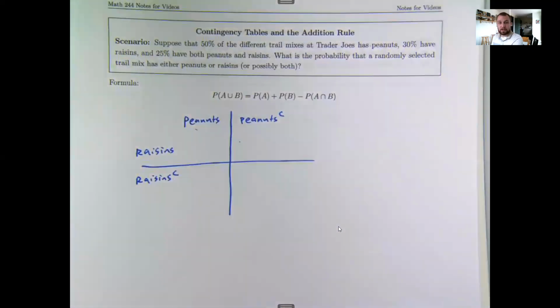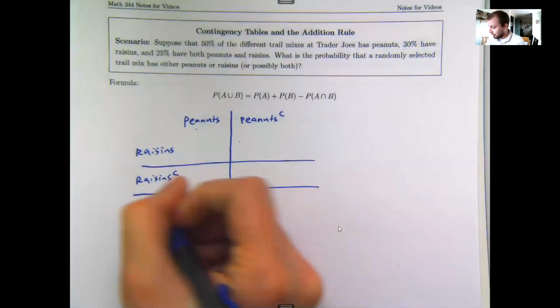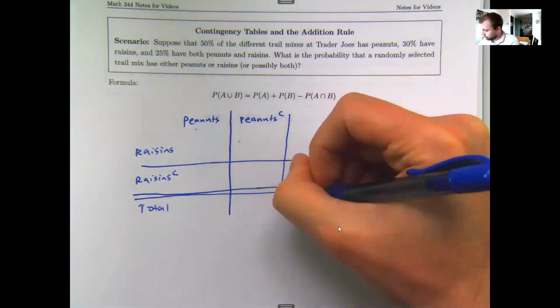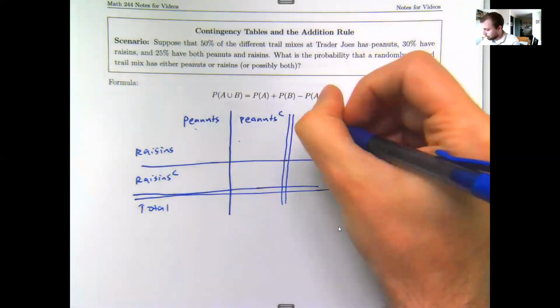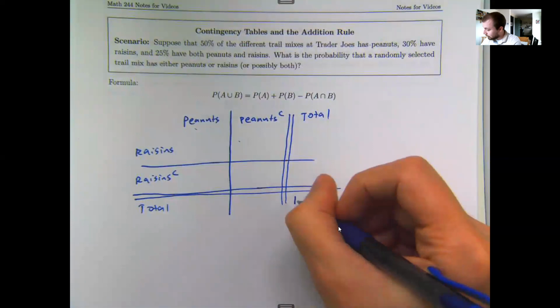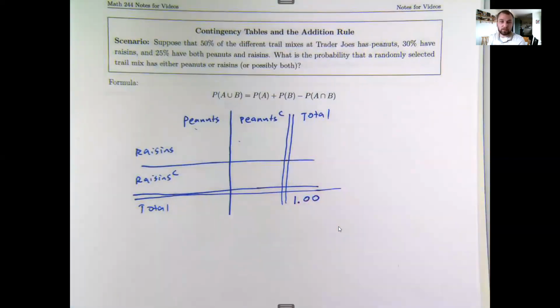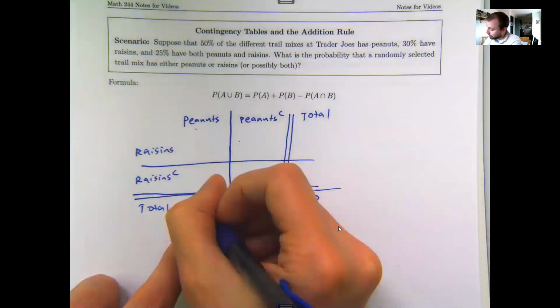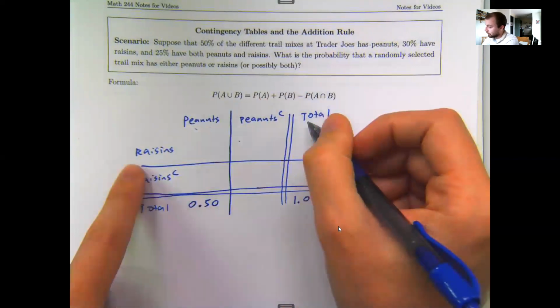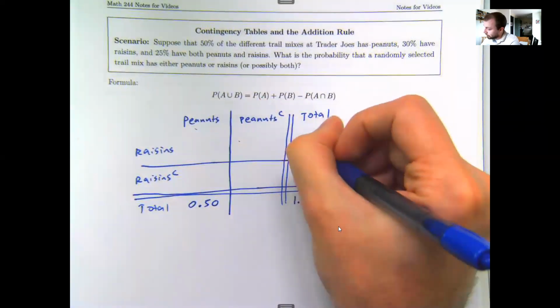And on the outside of my table, I like to put two lines to remind myself that I should add everything up to get a total. And if I add everything up correctly, I should get 100% or 1.00 as an answer there in that corner. 50% in total have peanuts, so I'm going to put 0.50 or 50% here. 30% have raisins, so the total for the raisins is 30%.